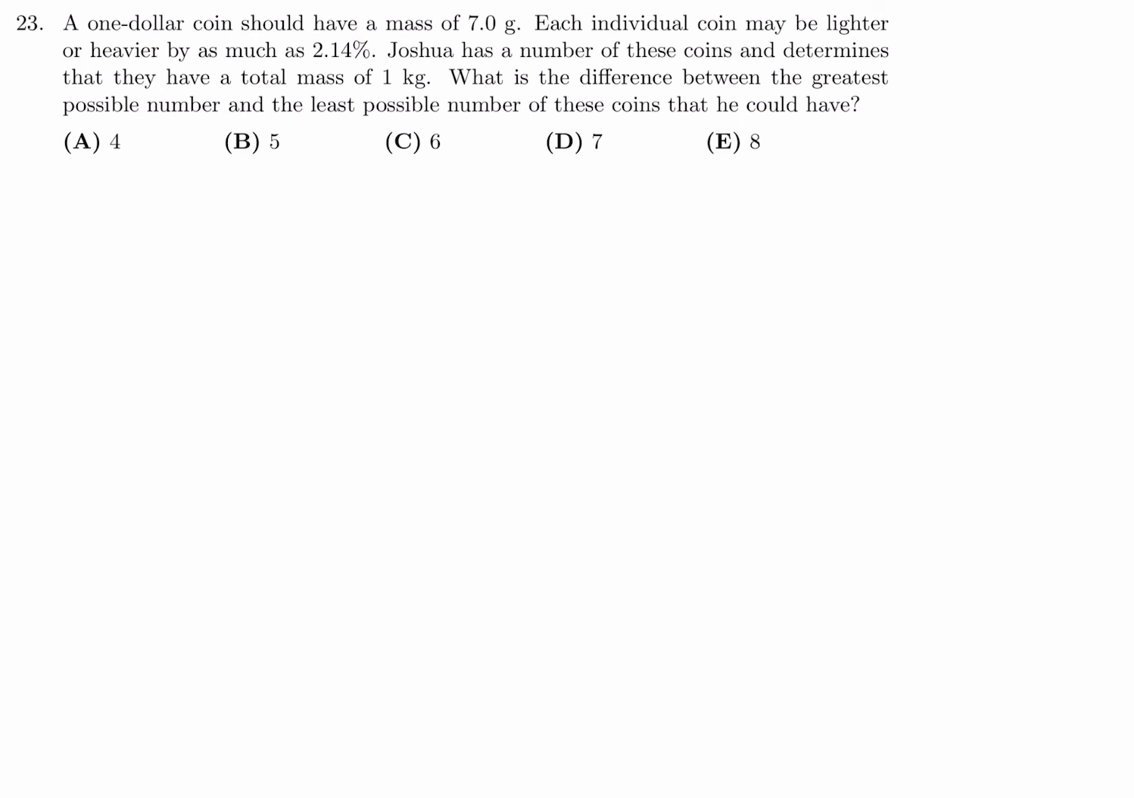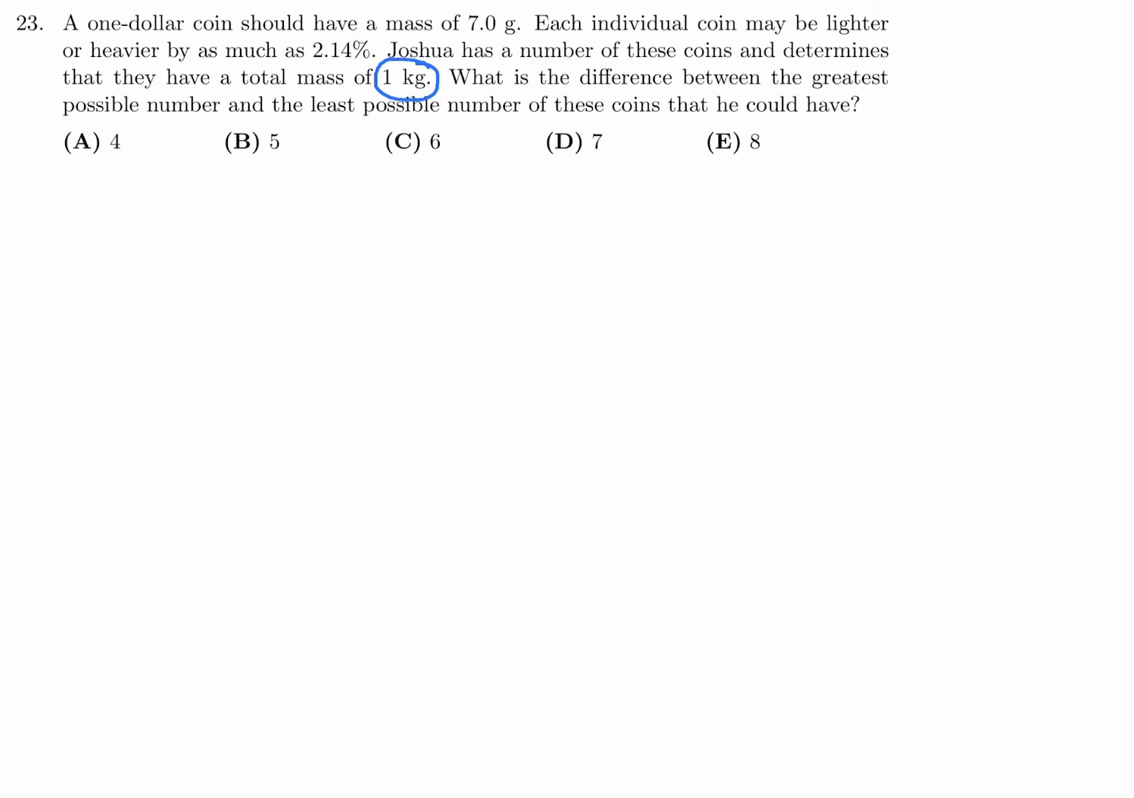A $1 coin should have a mass of 7 grams. Each individual coin may be lighter or heavier by as much as 2.14%. Joshua has a number of these coins and determines that they have a total mass of 1 kg. What is the difference between the greatest possible number and the least possible number of these coins that he could have?